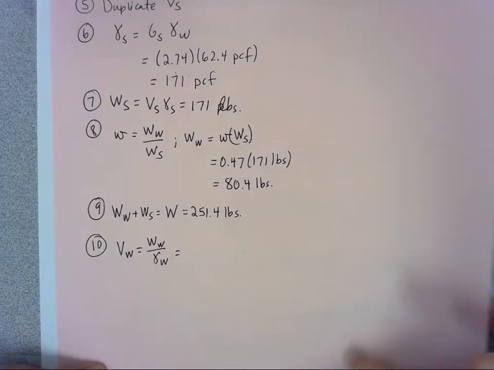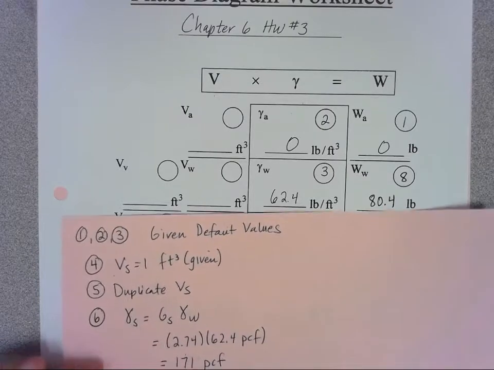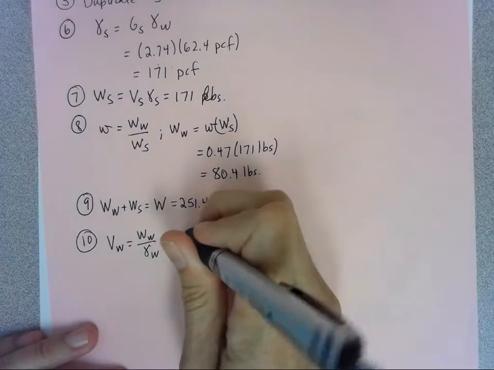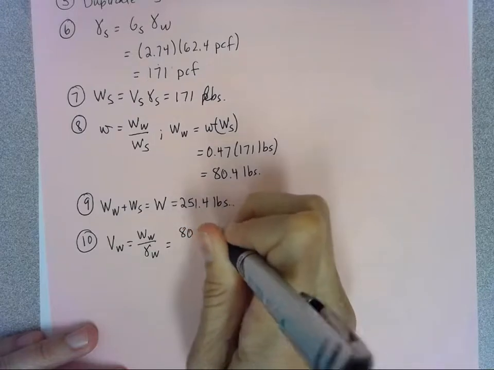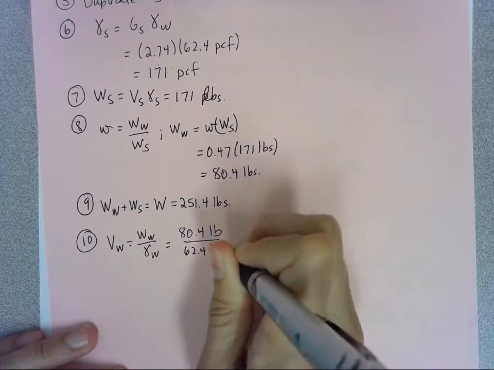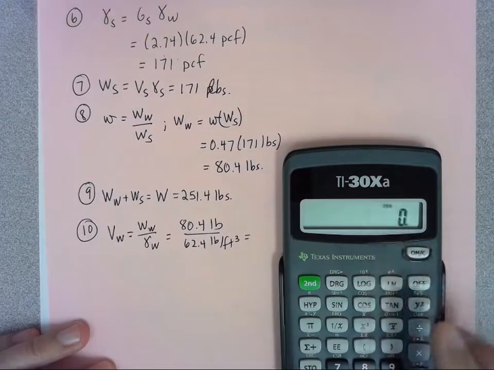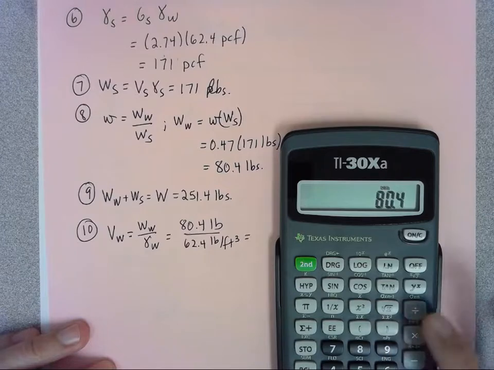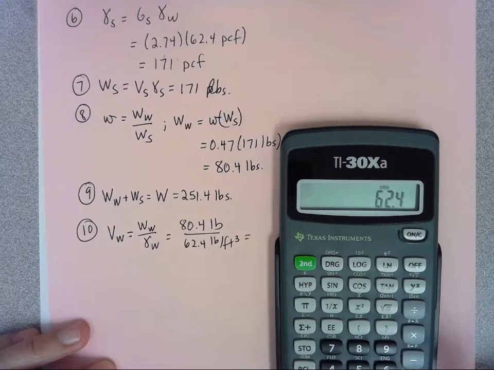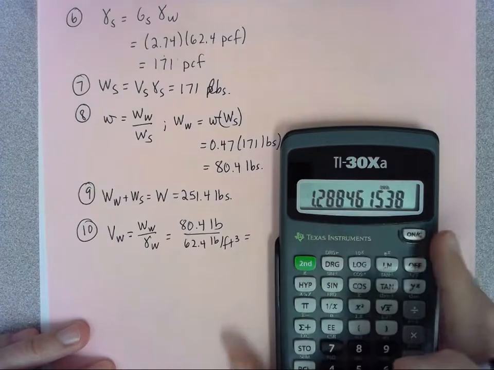And in this case, my weight of water is 80.4 and my gamma of water is 62.4. So 80.4 pounds over 62.4 pounds per cubic foot. And I'll go ahead and put that in my calculator. 80.4 divided by 62.4, and I get this nice long number. I'll just round it to the hundredths place, 1.29.